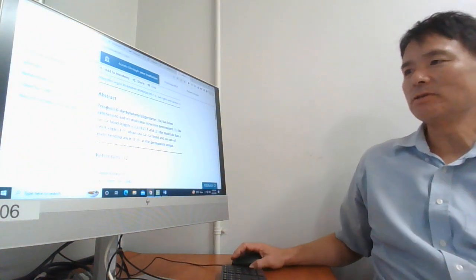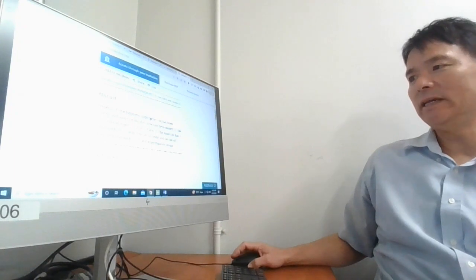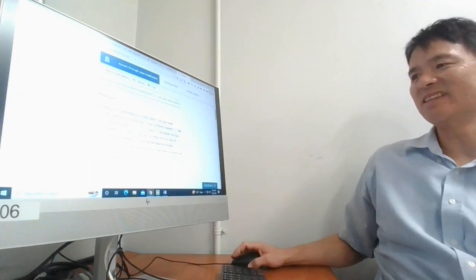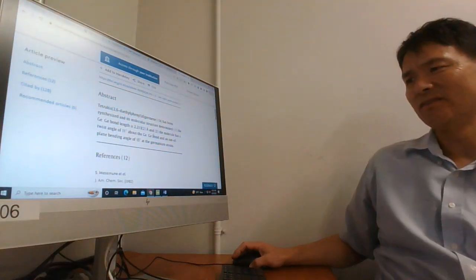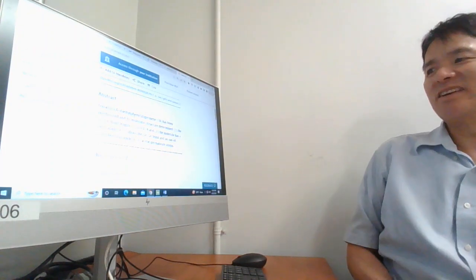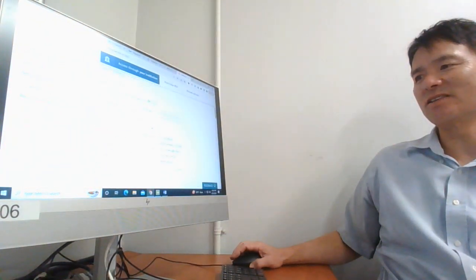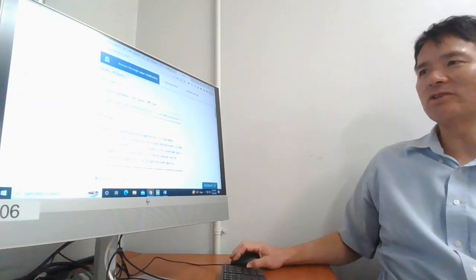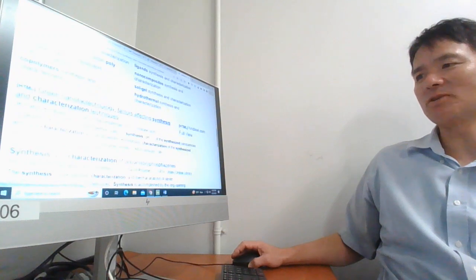So let's read their abstract. Tetrachus 2,6 diphenyl digermine 1B has been synthesized and its molecular structure determined. So they didn't really tell us. The focus of this is they're more interested in the structural details, it looks like, than the synthesis itself, whereas we're more interested in the synthesis itself. So you can read some of these abstracts. That was a short and simple abstract.